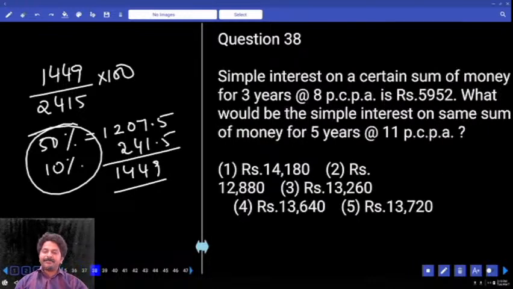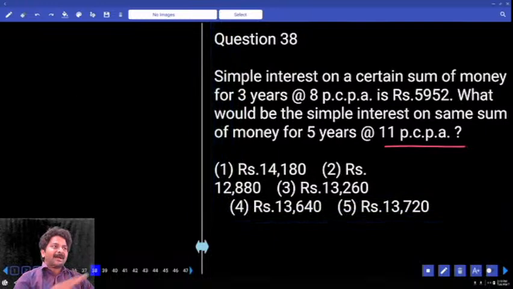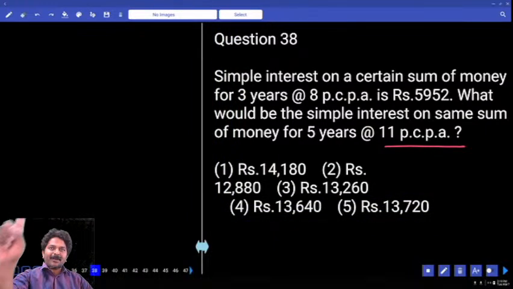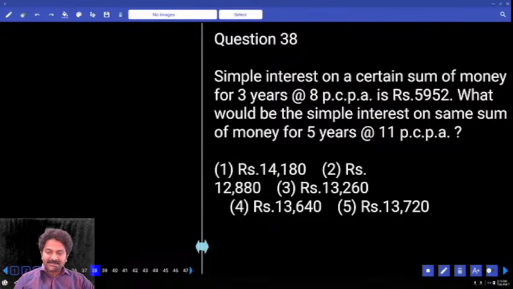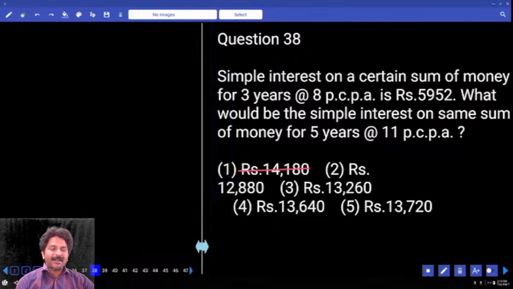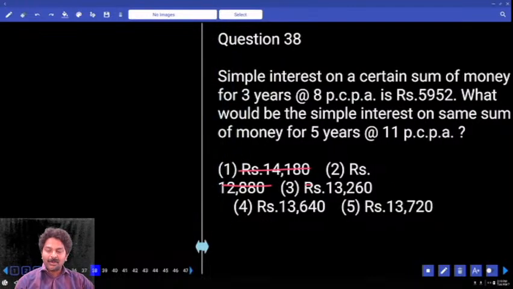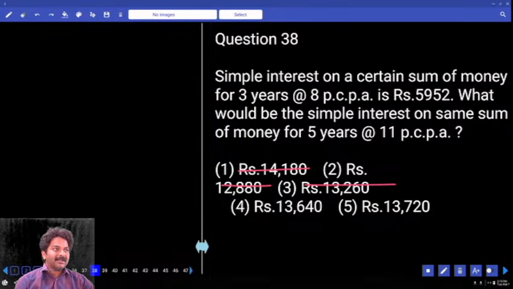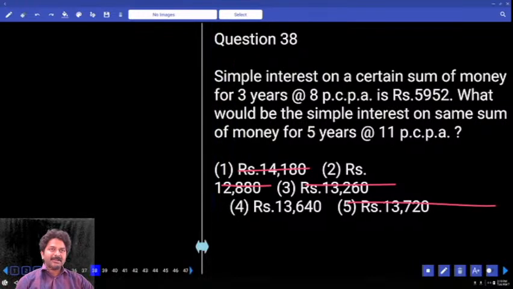Simple interest on a certain sum of money for 3 years at 8% per annum is 5952. What would be the simple interest on the same sum of money for 5 years at 11% per annum? At 11% per annum, the answer should be a multiple of 11. It may be for 1 year or 5 years or x number of years. It has to be a multiple of 11. Correct? First option, is it a multiple of 11? No. Second option, no. Third option, no. Fourth option, yes or no? Fifth option, there is only one multiple of 11. You don't have to bother about the data also.